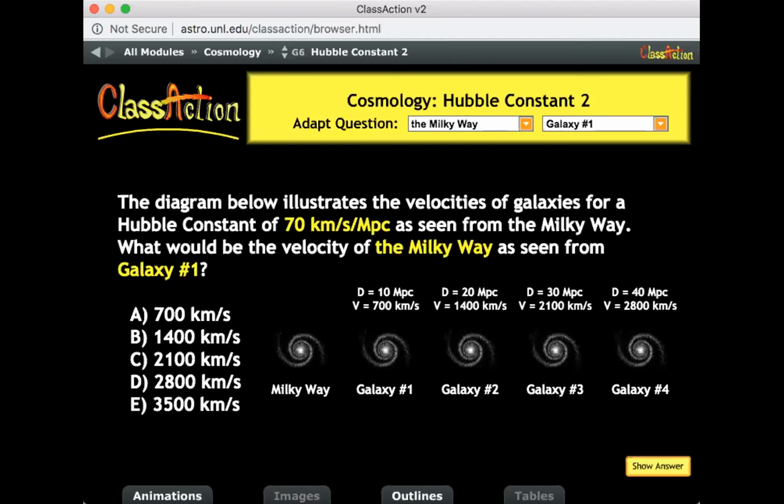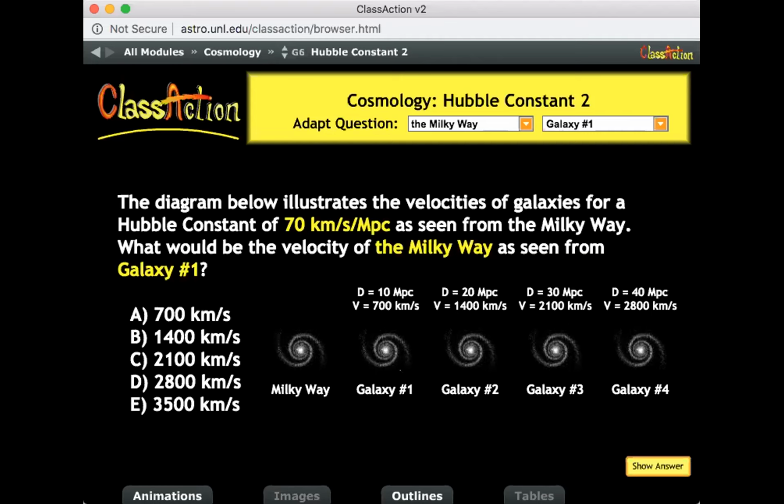So what would the velocity of the Milky Way be as seen from galaxy 1? We see galaxy 1 at a distance of 10 megaparsecs moving away from us at a velocity of 700 kilometers per second. What would galaxy 1 see for the Milky Way? Think about it. Okay, commit to an answer. Here we go. What would galaxy 1 see for the Milky Way?